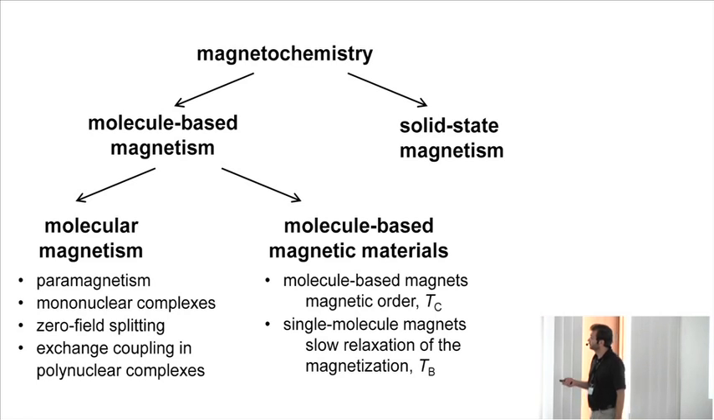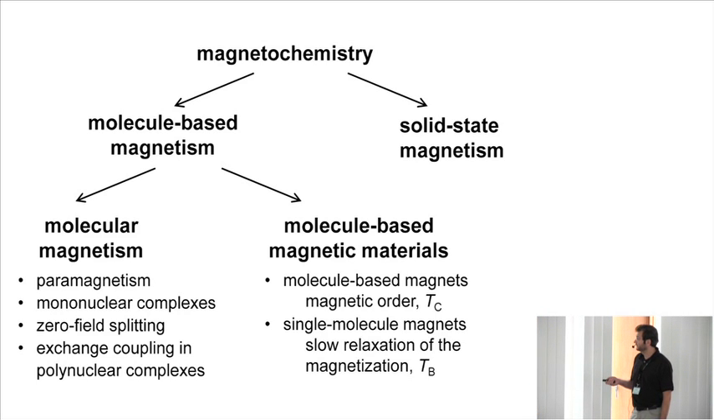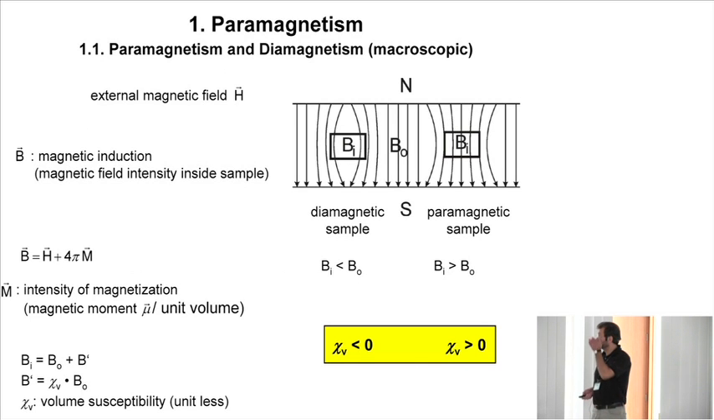I will touch on paramagnetism, I will discuss mononuclear complexes, a little bit of zero-field splitting, and exchange coupling in polynuclear complexes. So first of all, let's start with a macroscopic sample, and put it into a homogeneous magnetic field. So we have the field in this direction, we have the north pole and the south pole, and we have the magnetic field lines. The magnetic field is expressed by H.